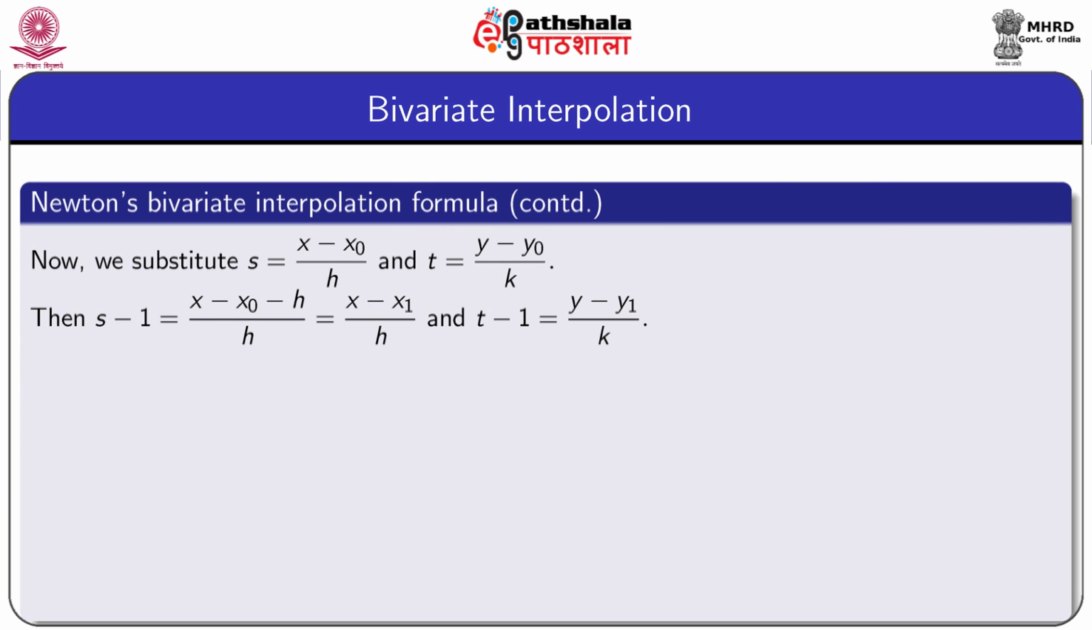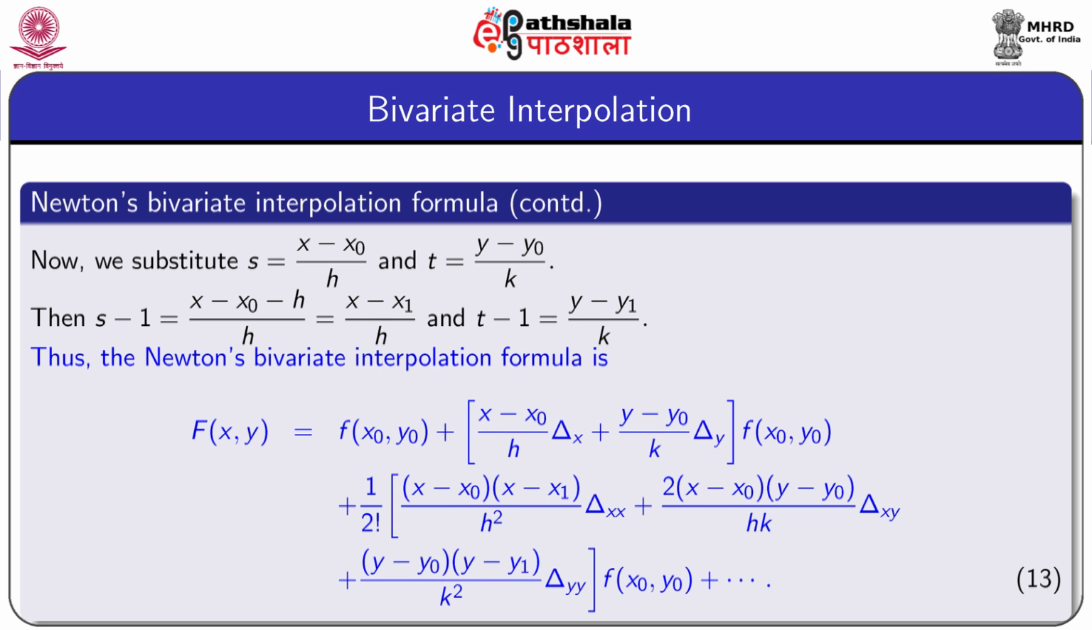For simplification of the above expression, we can use another kind of transformation. That means, if we substitute s equal to x minus x0 by h and t equal to y minus y0 by k, these are the same values of s and t we substituted in the previous slide, then s minus 1 equals x minus x1 by h and t minus 1 becomes y minus y1 by k. So, using this notation, the above expression becomes capital F of x y equal to f of x0 y0 plus x minus x0 by h into delta x plus y minus y0 by k into delta y, whole expression applied on the function f of x0 y0, plus 1 by factorial 2 into some second order differences. So, expression 13 is the Newton's bivariate interpolation formula.